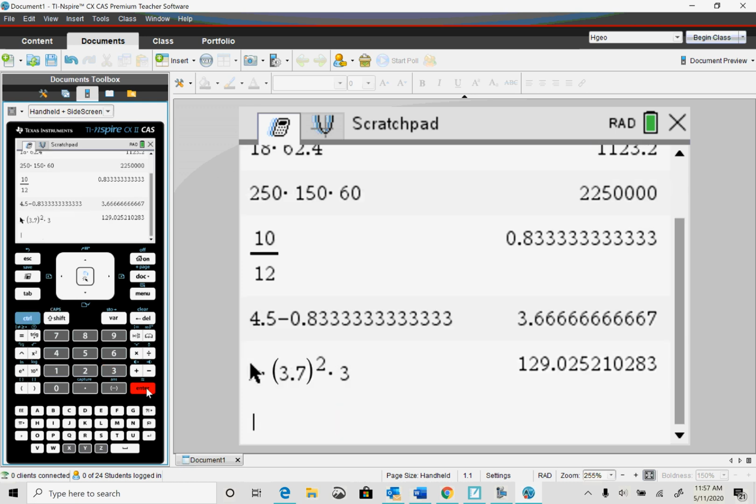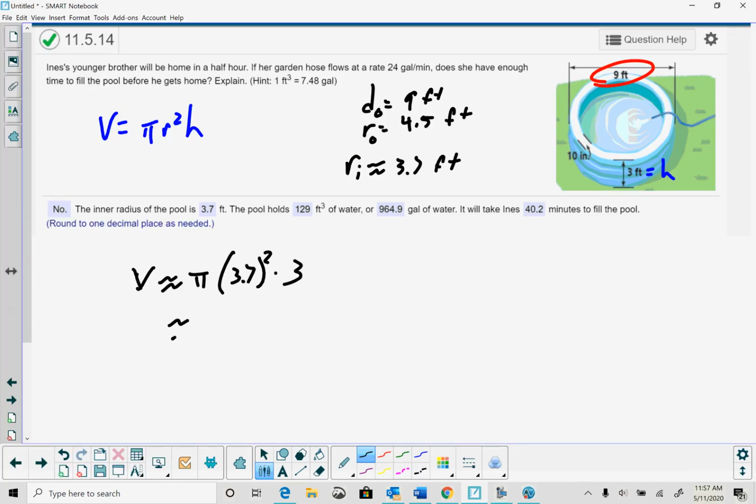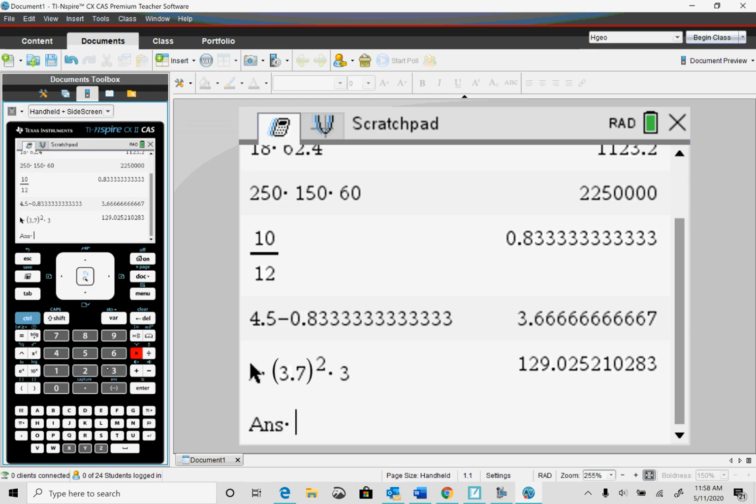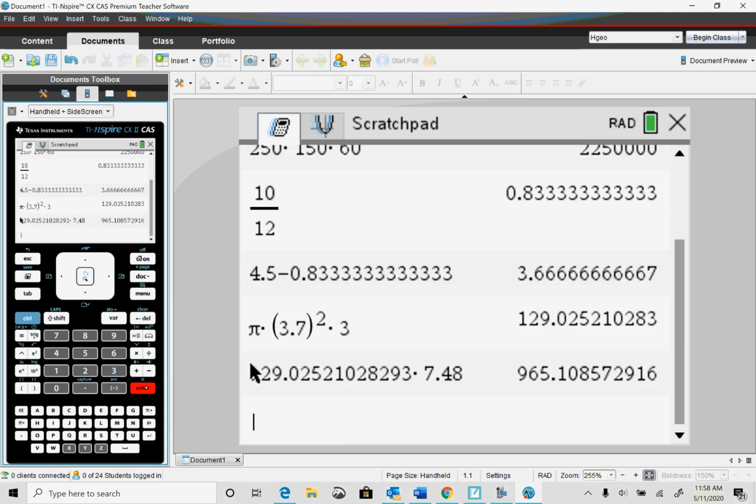And let's force it to do a decimal approximation there. So that works out to be about 129 cubic feet of water. And again, if in each of those cubic feet there are 7.48 gallons, we take this and multiply that by the 7.48. That should give us about 965.